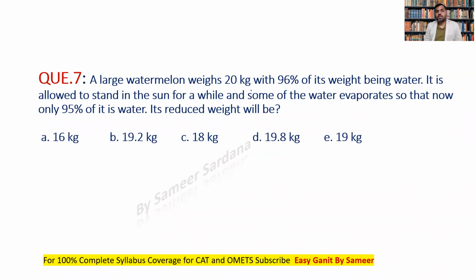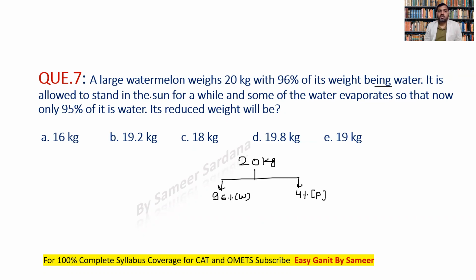A large watermelon weighs 20 kg with 96% of its weight being water. So we have a total 20 kg watermelon, and 96% of its weight is water. So can I say the rest of the part of the watermelon, the red part, the pulp part, would be 4%, the raw content, yes or no?